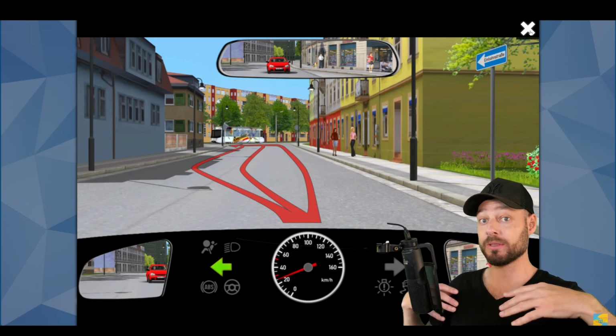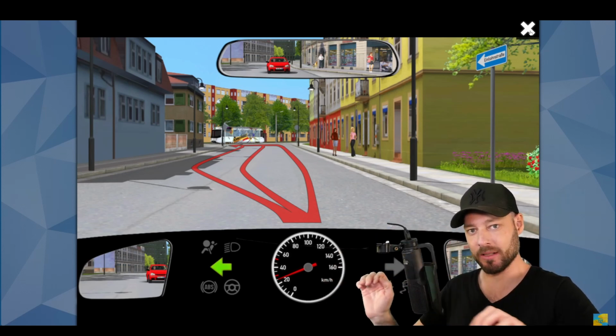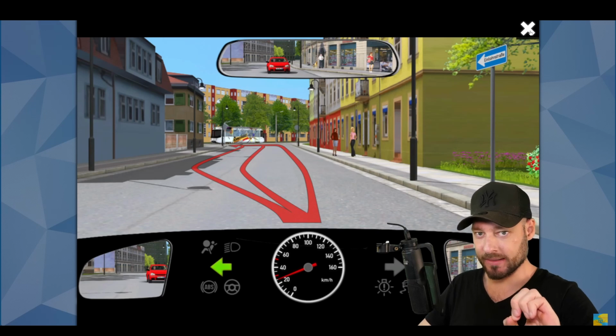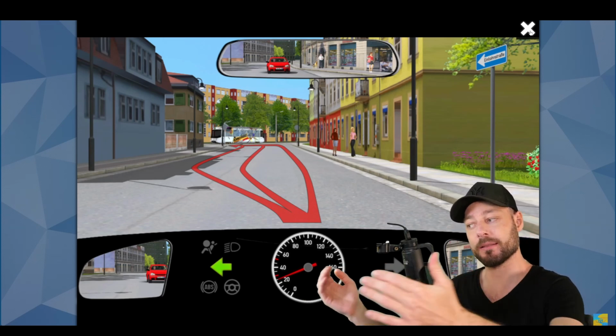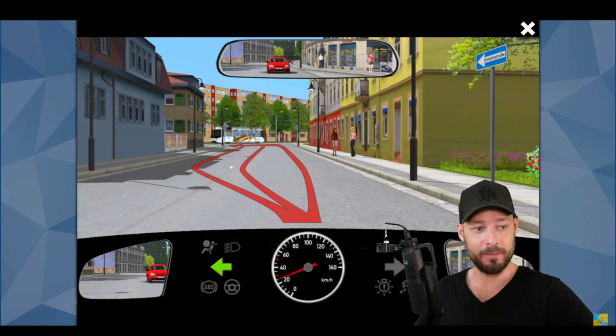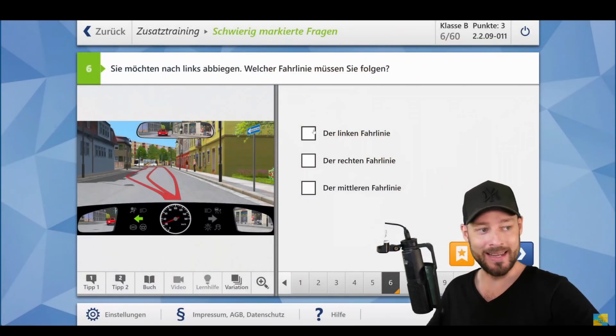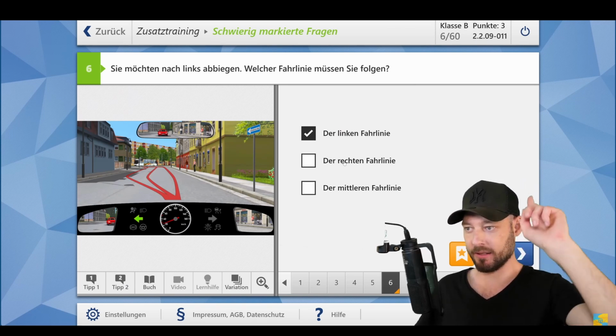As you know, you always have to position yourself as far to the left as possible when turning left. There shouldn't be any oncoming vehicles on a one-way street. That means that the farthest left is the very, very, very left, so we're going to choose the left lane here. Be careful, remember this.